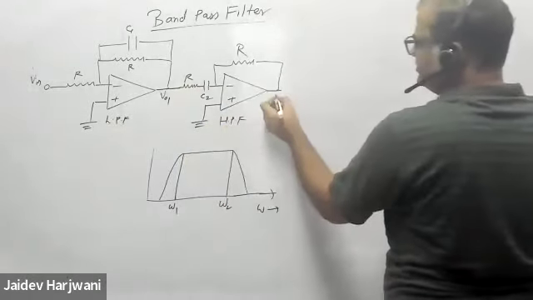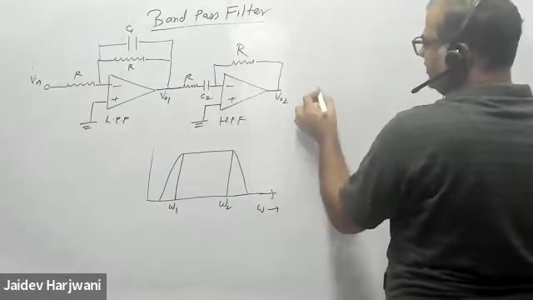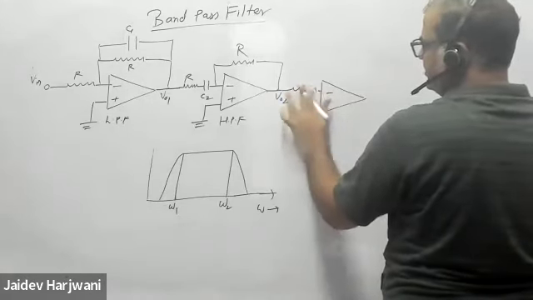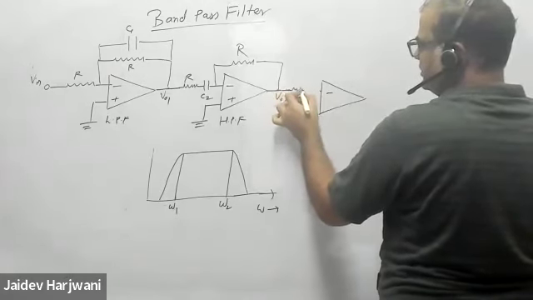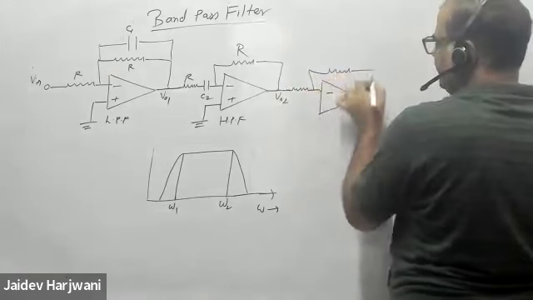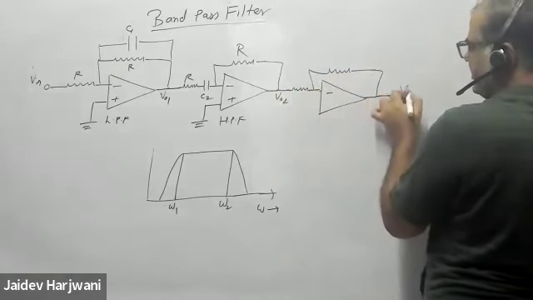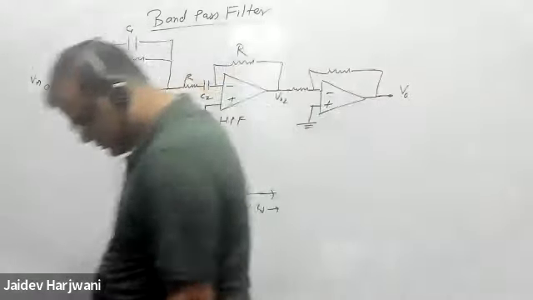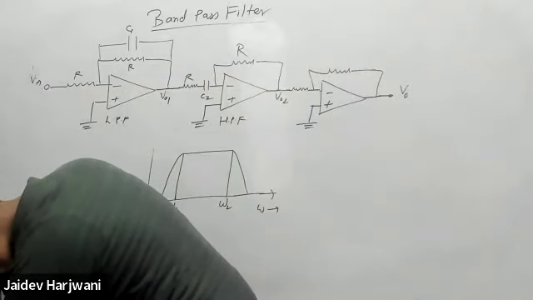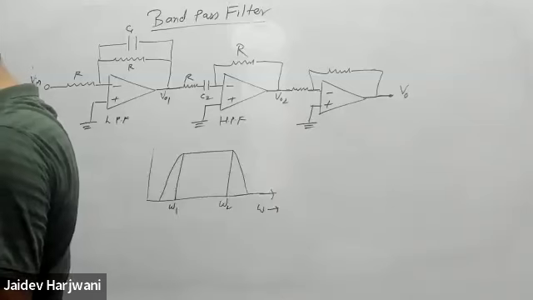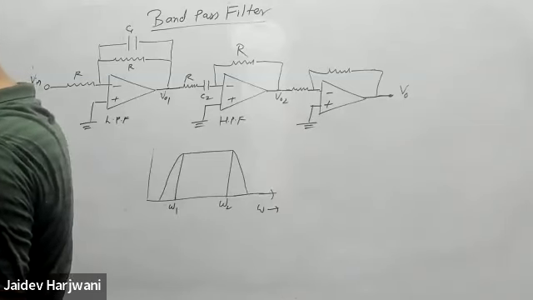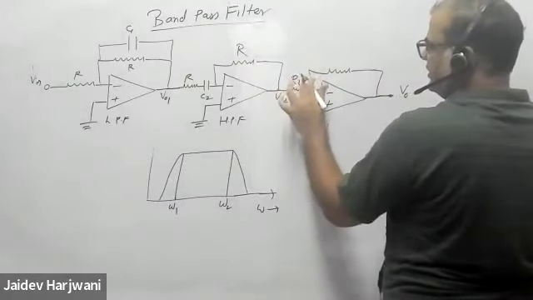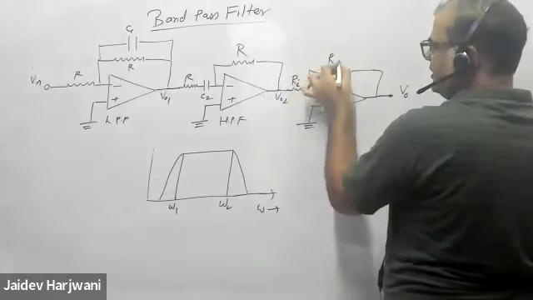And now the output of this one, because it's negative, you can invert and make positive by putting one more resistance here, one more RF here, and this is my final output. And then you can put ground. And now the values: RI, this is RI, R input, and RF.